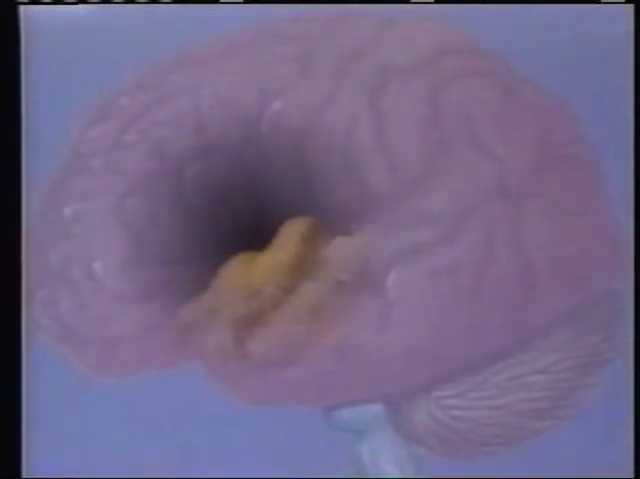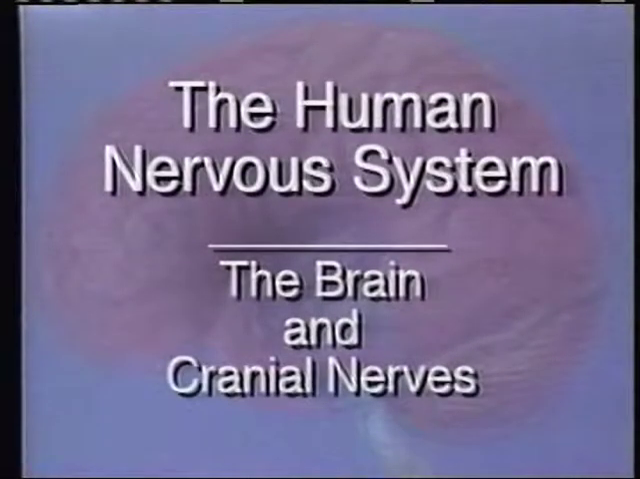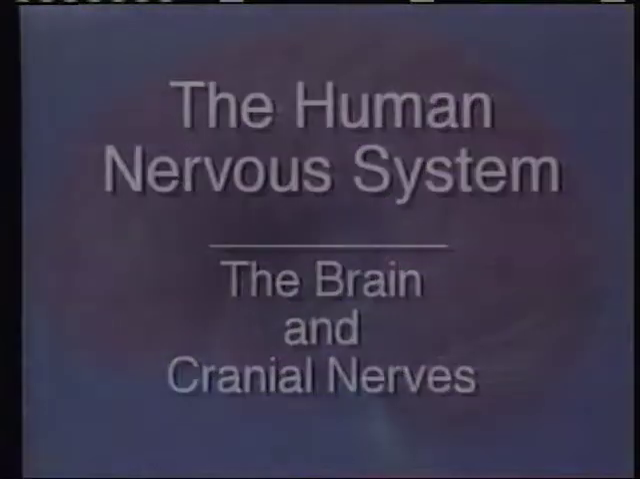In this presentation, we reviewed the anatomy of the spinal cord and the location and formation of the plexuses of spinal nerves. Major nerves which arise from the plexuses were also identified on our specimens. The anatomy of the brain and cranial nerves are described in the videotape entitled The Human Nervous System, the Brain and Cranial Nerves.